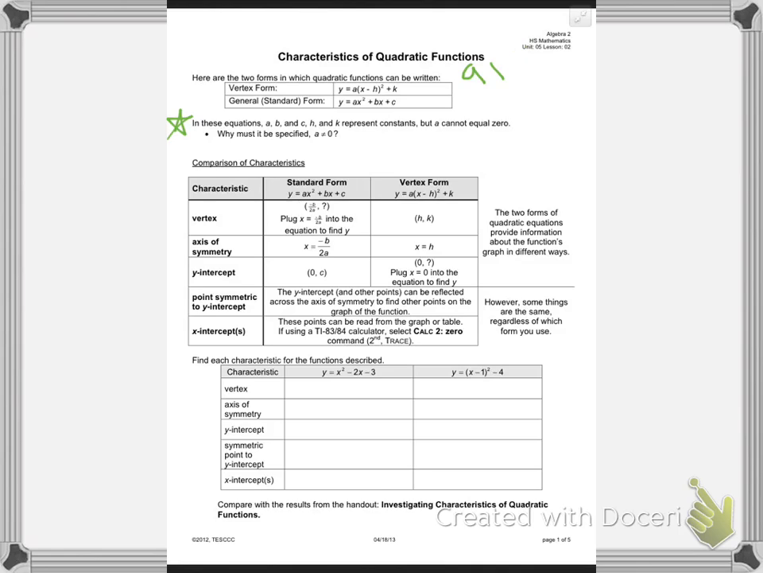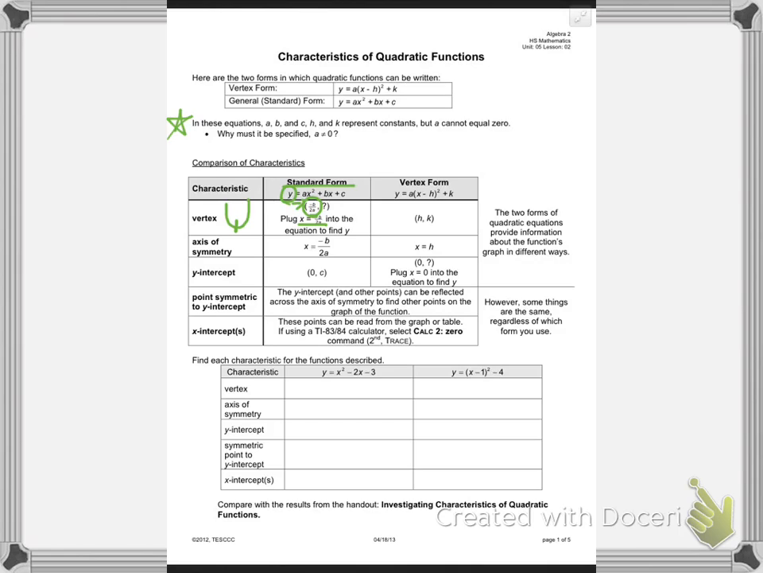Then down here it actually has the characteristics. So for instance, on this first one, it says the vertex. This is how you find the vertex in standard form. You would use negative b over 2a right here, and then you would plug that in to find the x value, and then you'd plug that in to find the y value. Okay, and we'll go through how to do that here in a minute. But just so you know, the vertex is this point right here where the graph starts to change its curve.